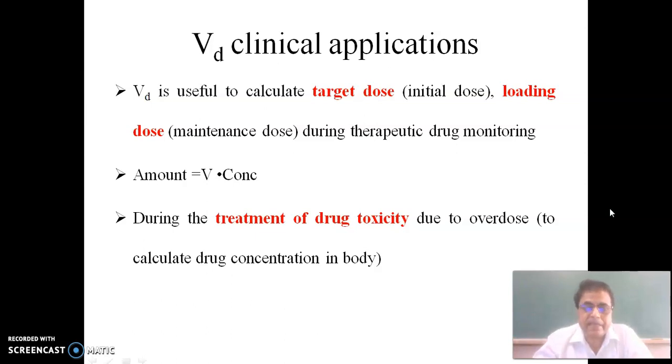Especially in case of suicidal drugs, which are known to be consumed for suicidal tendency. In such cases, identifying the total amount of drug in the body becomes very important. So apart from this, volume of distribution is also important in the drug development process and in other processes. But at this moment, for clinical pharmacists, please keep in mind that these two important applications are very useful during pharmacy practice.